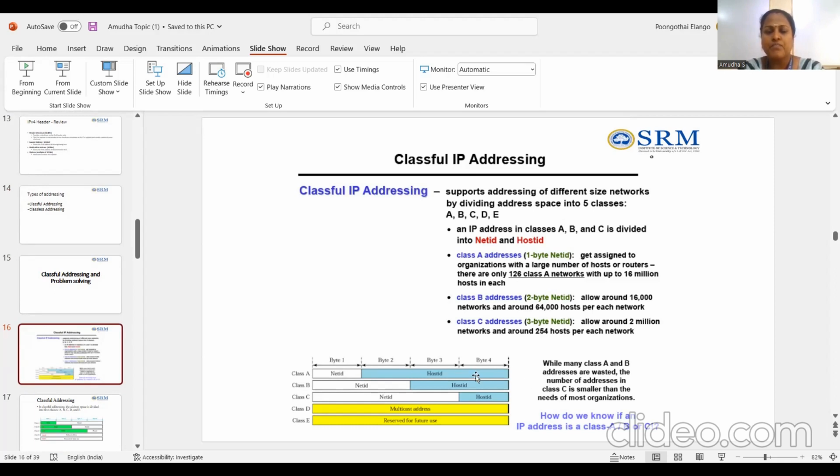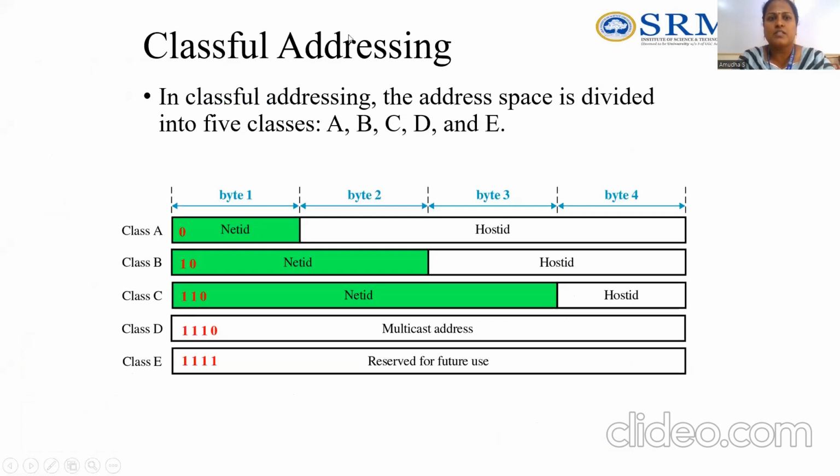In class B, the first 2 bytes are the net ID, and the remaining bytes 3 and 4 are the host ID. Consider the class C address. The first 3 bytes are the net ID, and the last byte is the host ID. So this is the classful address representation.